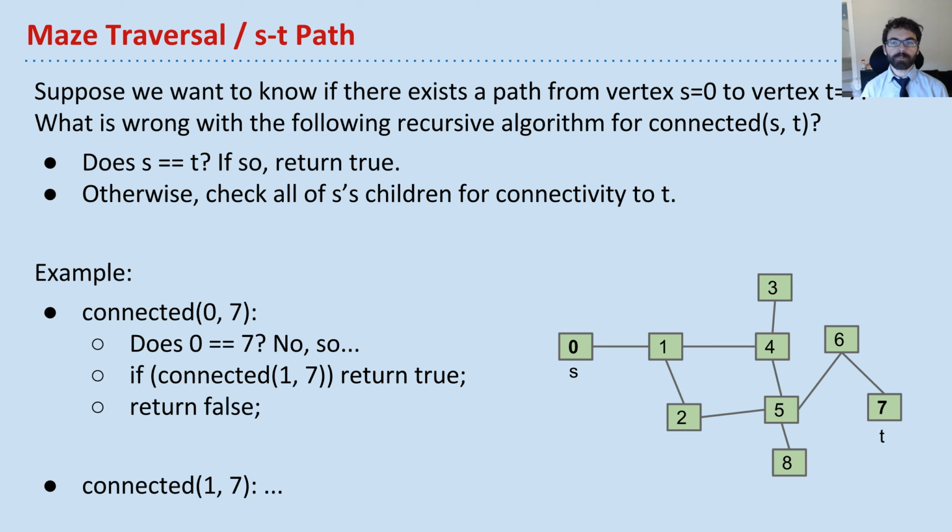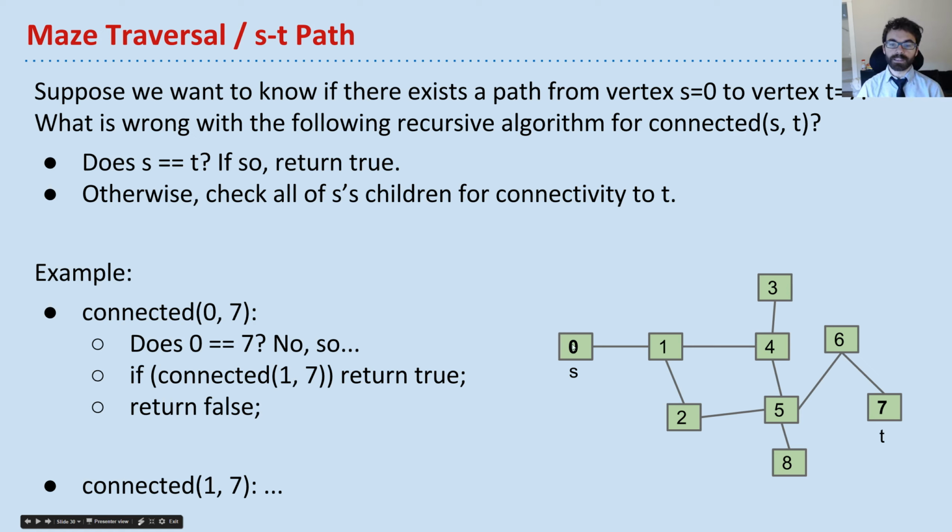The very first of our tricky graph problems I want to address is that of connectedness. So it's a pretty straightforward problem. Given a graph, does there exist a path from, say, vertex 0 to vertex 7? I'm going to give you an algorithm that I'd like you to critique, which is the following.